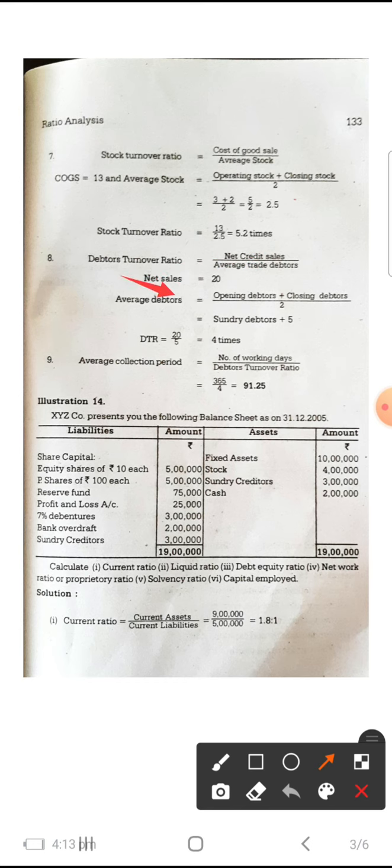Debtors turnover ratio. The formula is net credit sales divided by average debtors. Net sales is given, 20. Average debtors is opening debtors plus closing debtors divided by 2. So 20 divided by 5, it is 4 times. Average collection period is number of working days divided by debtors turnover ratio, that is 365 divided by 4, you will get 91.25.